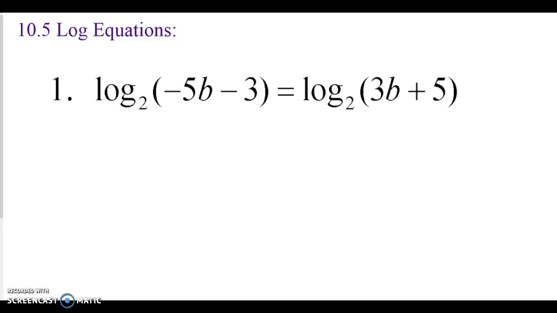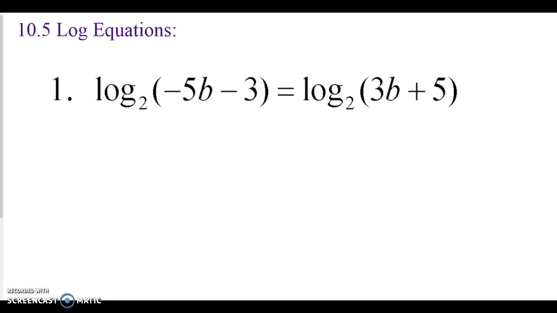Hello guys, we're going to start with 10.5 log equations, and what we have to be able to do with this is simply solve when we have two log equations, for now where the logs are on both sides, and then we'll talk about one problem where the log is not on both sides.